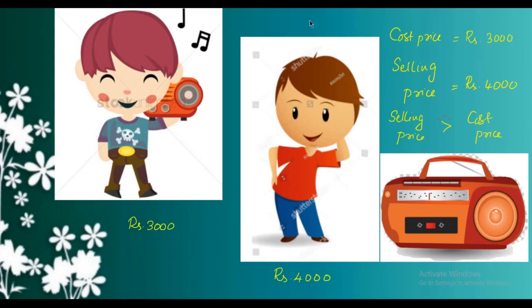So Arun had profit. How much is the profit? He had a profit of 1,000 rupees. How did I get the profit? By subtracting cost price from selling price. So profit is equal to selling price, I can write it as SP, minus cost price, we can denote it as CP. It is 4,000 minus 3,000. It is equal to rupees 1,000. So Arun had a profit of 1,000 rupees.